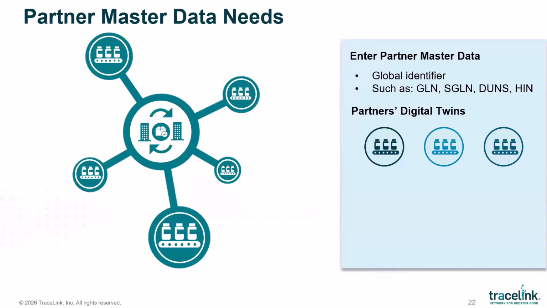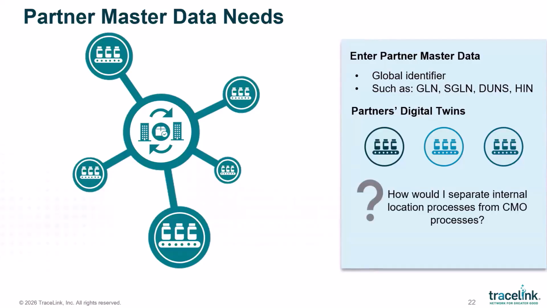Before we move on, I have another question. If I were to separate the business processes I use with internal locations from the processes I use with my CMO, how could I do that? The answer is I could create another process network specifically for my internal locations. I could apply the same configuration that I use for my external partners, or I could set up a simpler configuration that supports only the internal manufacturing transactions I need.